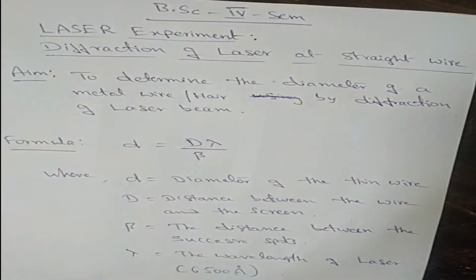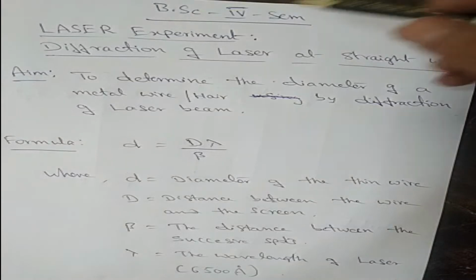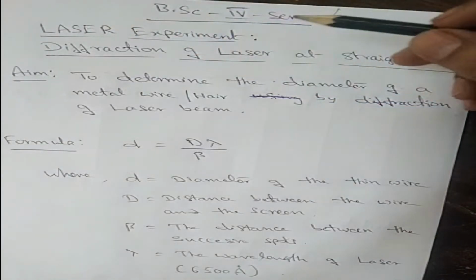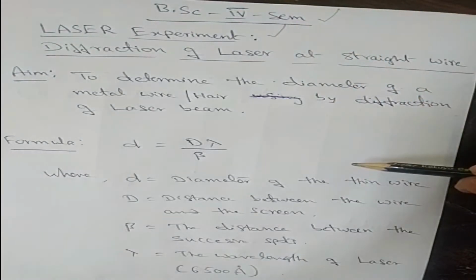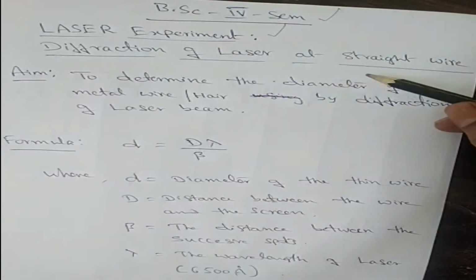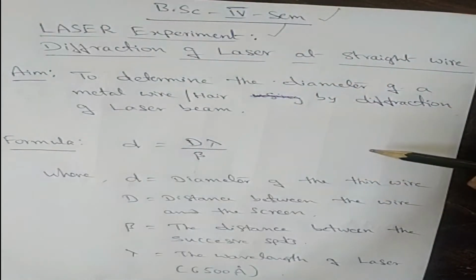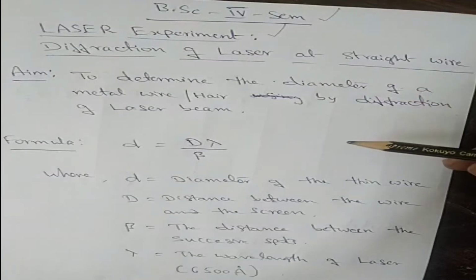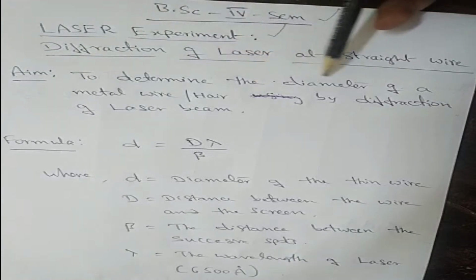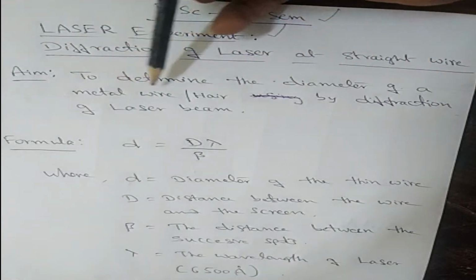Hello students, here I am demonstrating an experiment belonging to BSc 4th semester. The experiment is a laser experiment. The name of the experiment is diffraction of laser at straight wire. What is the aim of the experiment? The aim of the experiment is to determine the diameter of a metal wire.